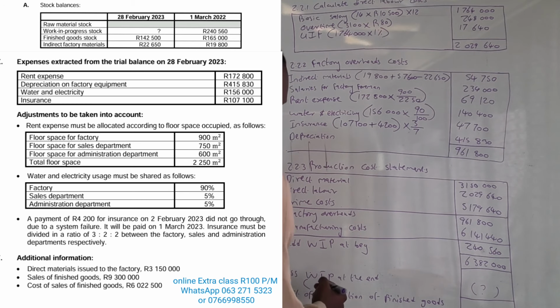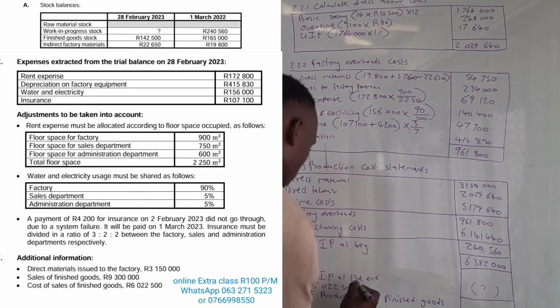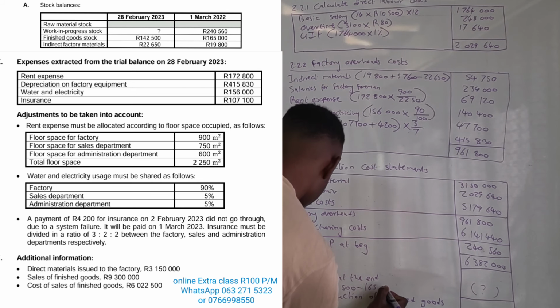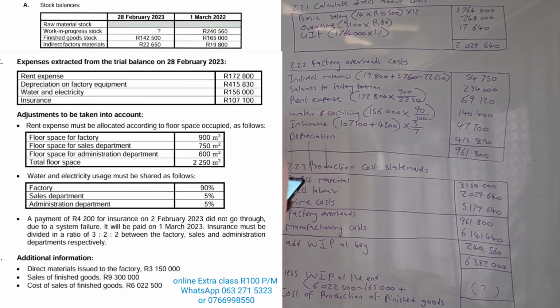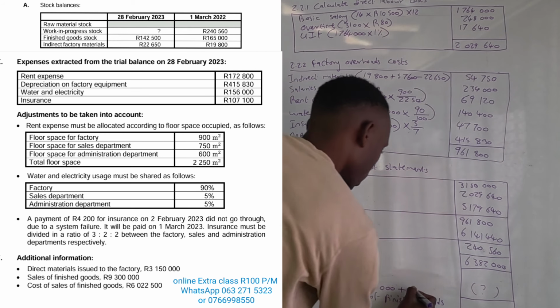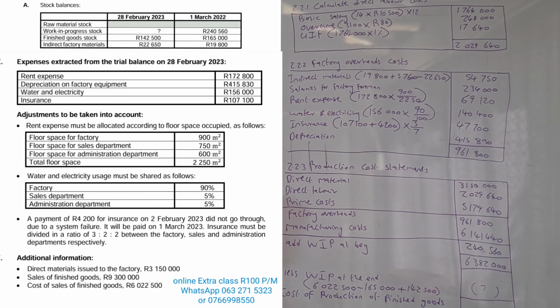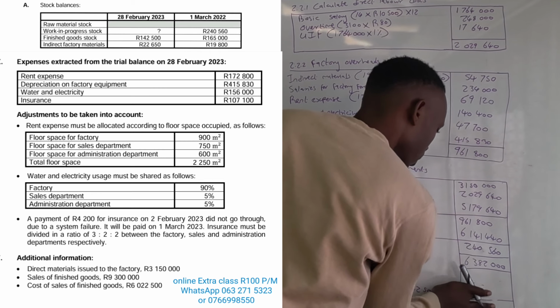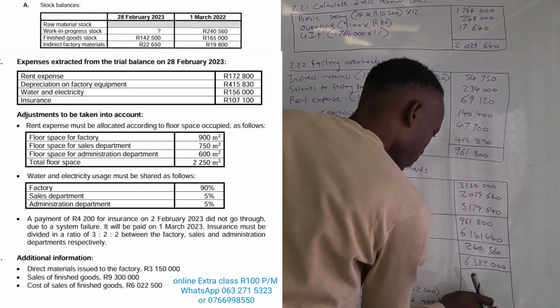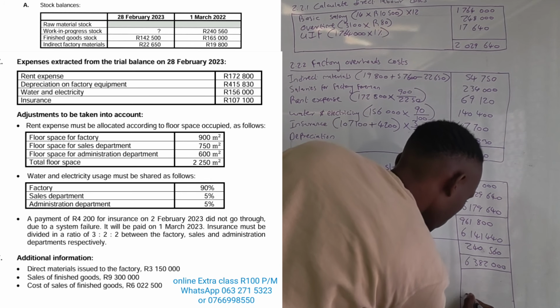Okay, what is the cost? Cost of sales was how much? It was 6,022,500. Now let's do the reversal. Okay, the reversal, opening balance, we are going to subtract 165,000 and we add back the closing 142,500. Okay, and you're gonna get the cost of 6 million.